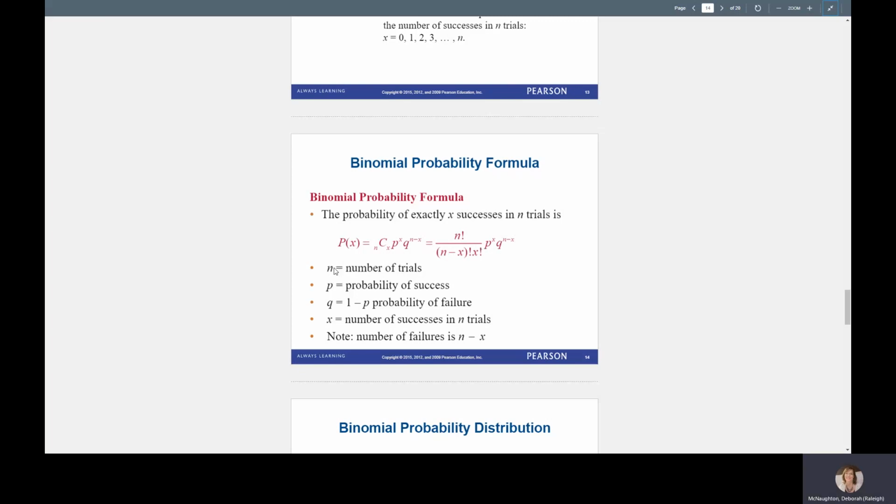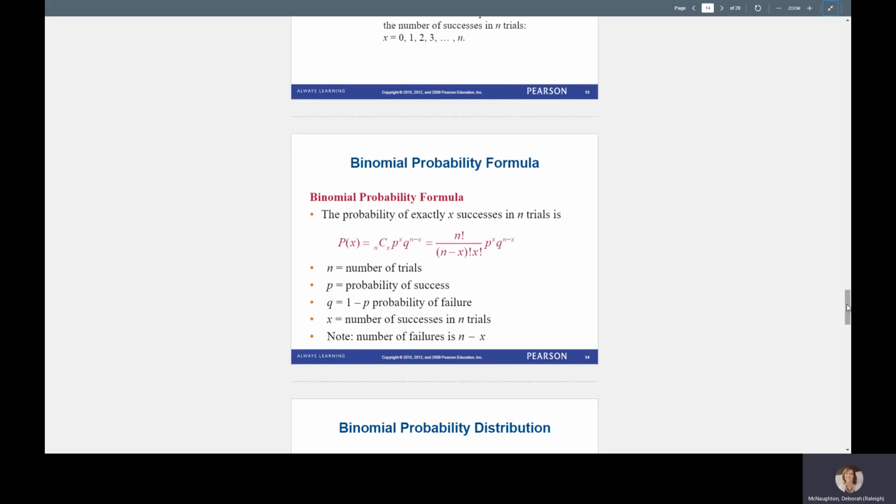All right. So n is the number of trials. P is the probability of success. Q is the probability of failure, which is 1 minus p. X is the number of successes in n trials, and X is a random variable. And then the number of failures, notice, is n minus X. If I have X successes, I have n minus X failures. So that's where this formula comes from.